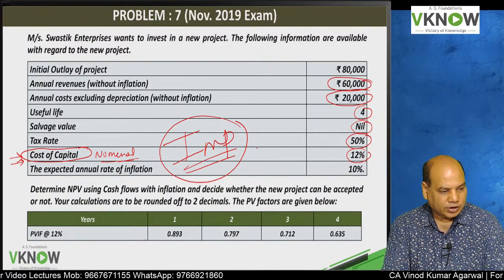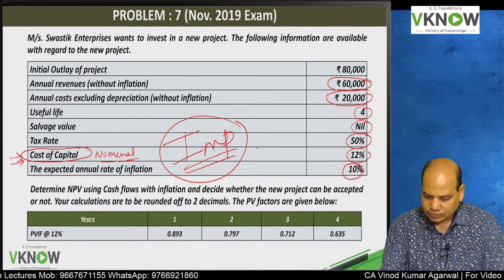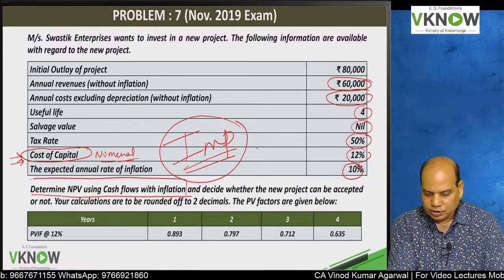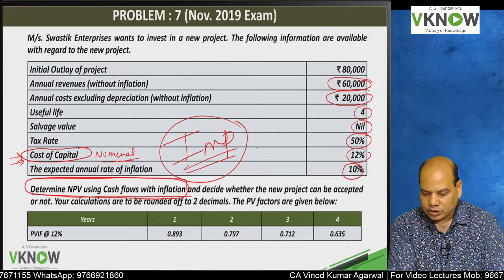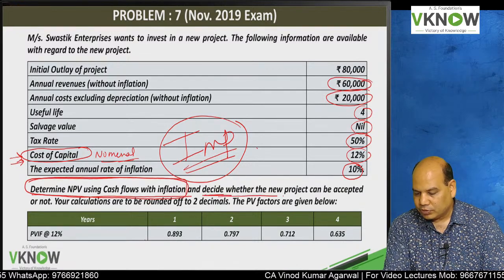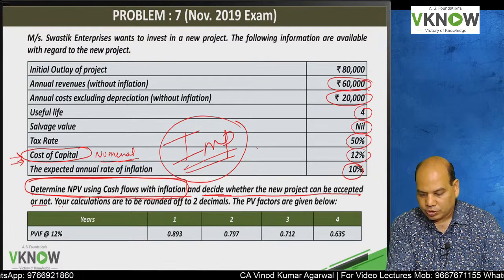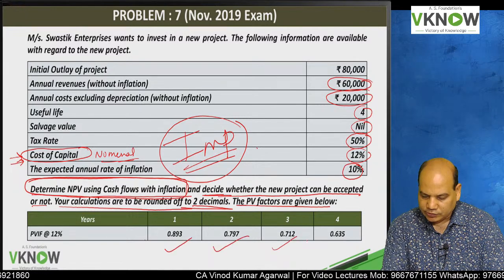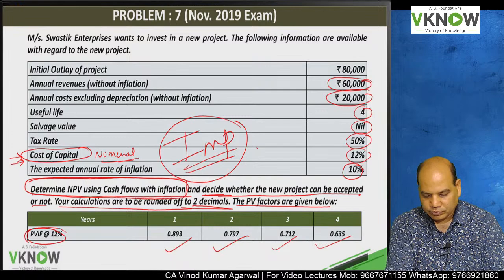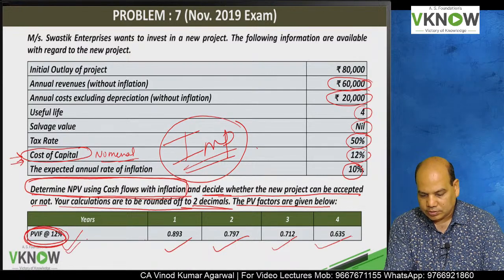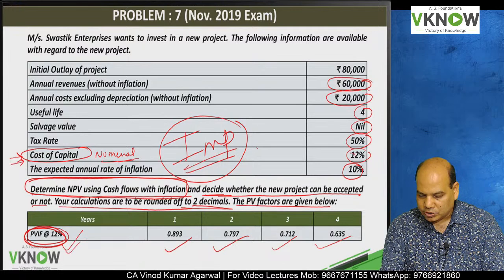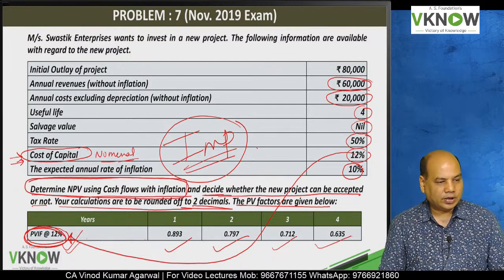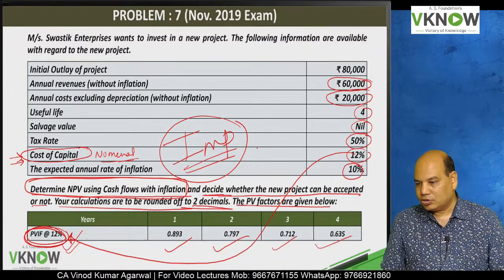Expected annual rate of inflation is given 10%. Determine NPV using cash flow with inflation. Purposefully they have written determine NPV using cash flow with inflation and decide whether the new project can be accepted or not. Your calculations are to be rounded off in 2 decimal, PV factors at 12% is given. This is one more hint. When the PV factor is given at 12%, they are trying to give you a hint that this cost of capital is nominal, but they should have clarified it. Our student can be in trouble in the exam because of this.